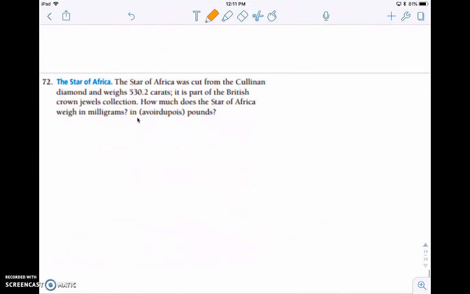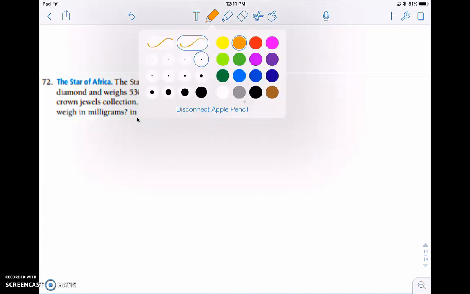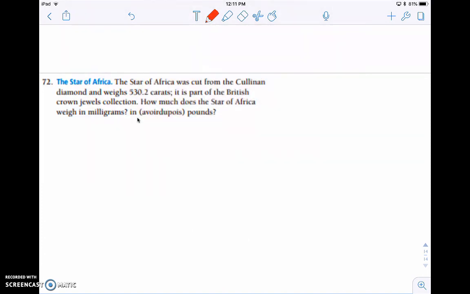Okay, last thing we're going to do, this is just one last example we're going to be looking at. We're going to be converting, using unit conversions, dealing with a diamond and its cut. So we have the Star of Africa was cut from the Cullinan diamond and weighs 530.2 carats. It is part of the British Crown Jewel Collection, and we want to know how much the Star of Africa weighs in milligrams, in pounds, and this is just a word that is used for pounds. You don't need to have that memorized, and that's in the table.